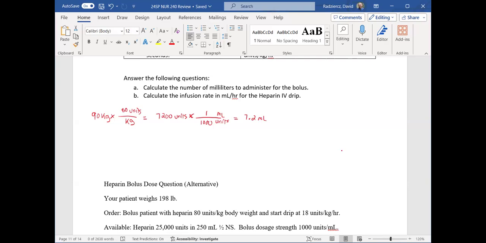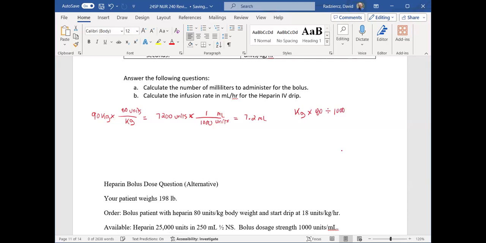Always obviously double check your orders when they're given to you. But the shorthand way of doing this, if you ever just want to double check your answers real quick, is to take whatever the patient's weight is in kilograms. That is the only thing that's really going to change. So if I'm doing a bolus, I'm taking my kilograms times my bolus, which is the 80, and then dividing by 1,000.